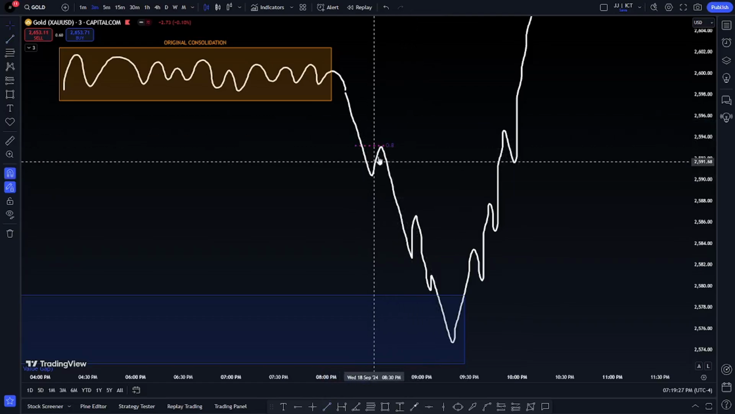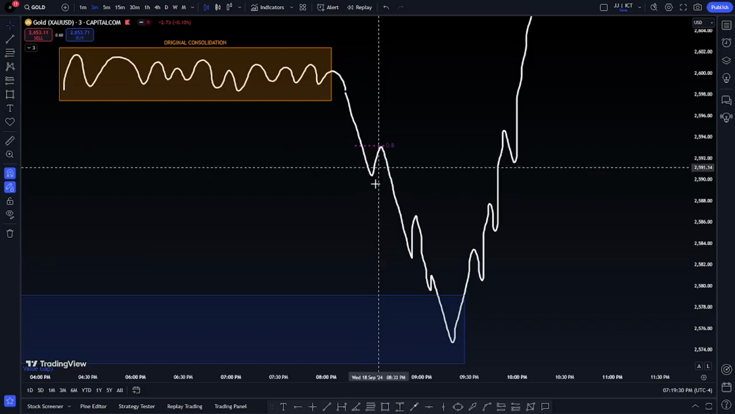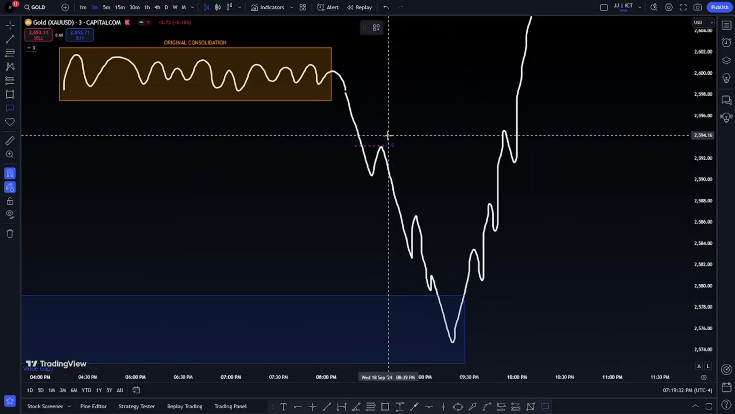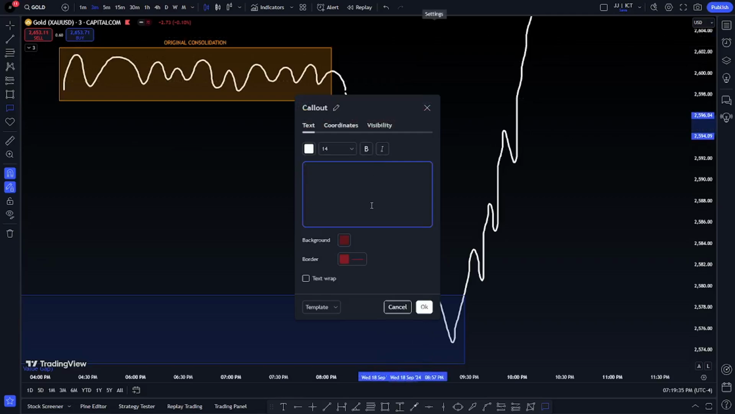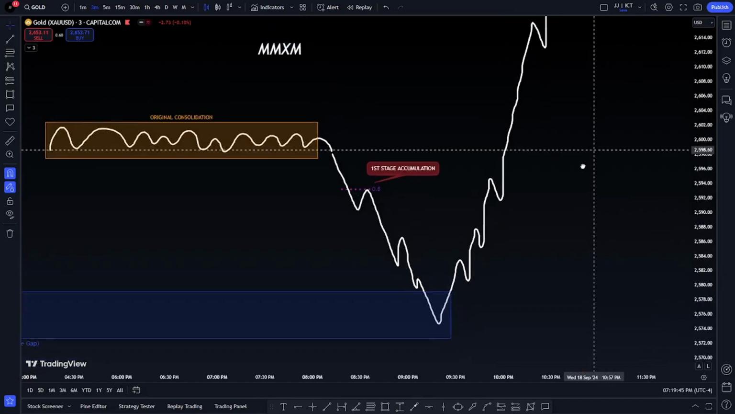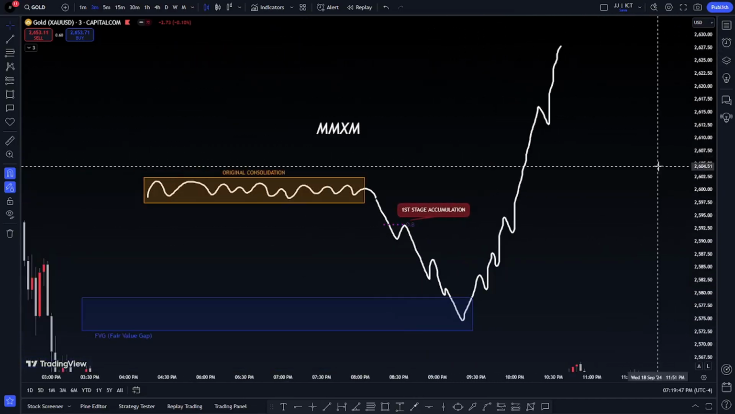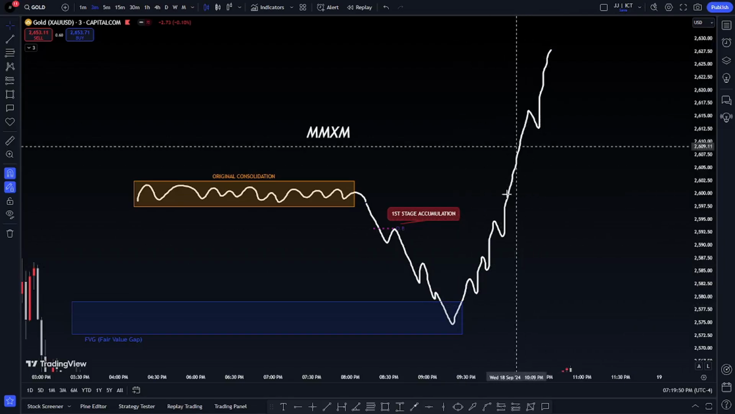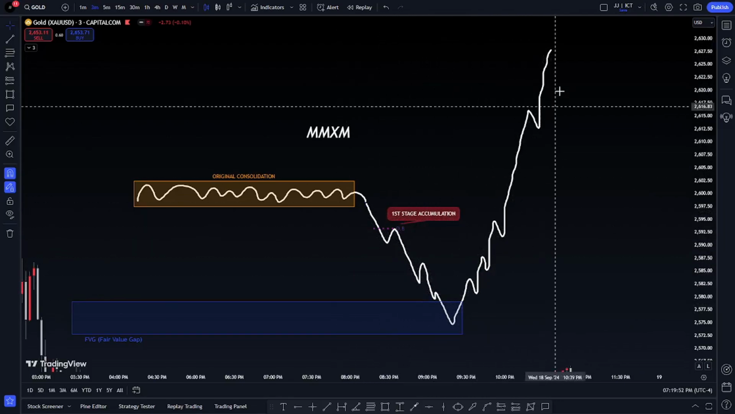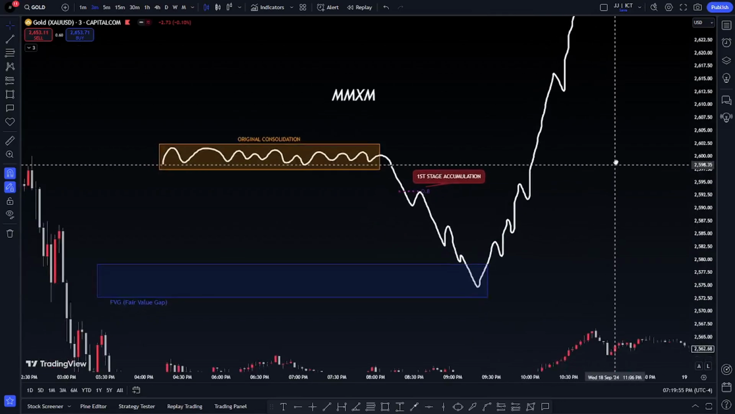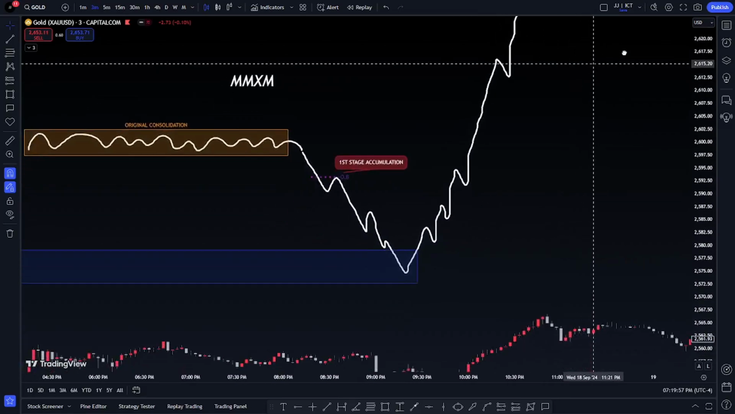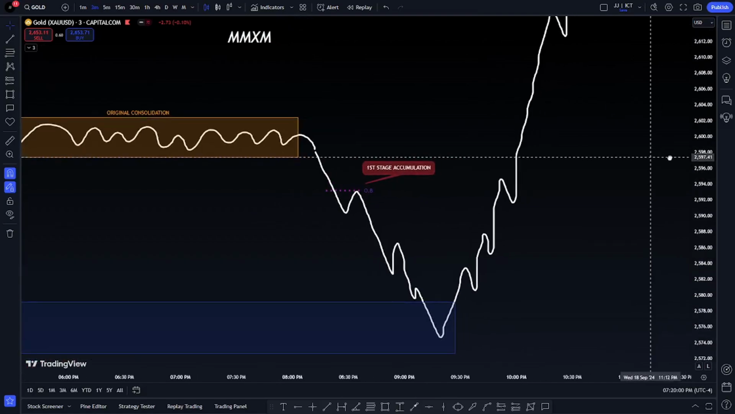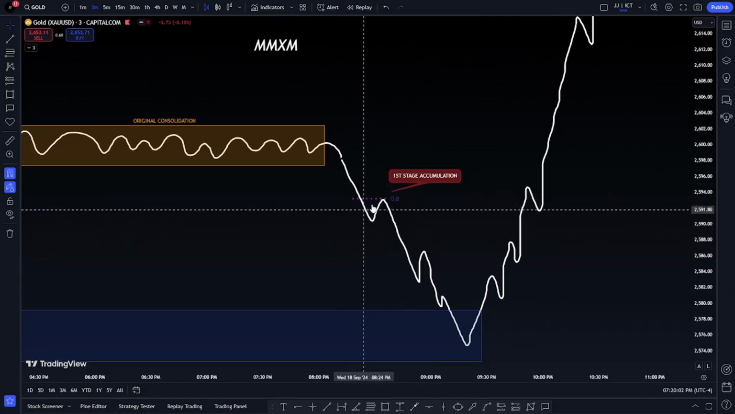That's your first stage of accumulation. So we put a text box here and say first stage accumulation. The reason we call it accumulation is because the real move is the up move. This right here, bang, that's the real move, because we're accumulating for this. We're trading down to a discount for that large up move. But zooming back in, that's your first stage of accumulation.